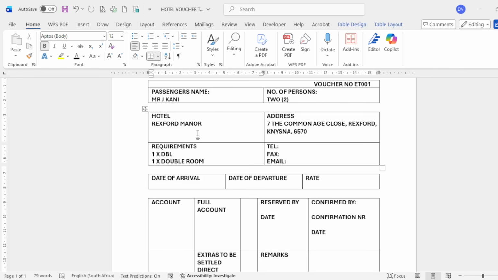The rule is that the passenger's name will usually be the person who is paying. And they said to us, Mr. Carney will pay with his MasterCard, right? So, Mr. J. Carney. You must also remember it must be in capital letters.